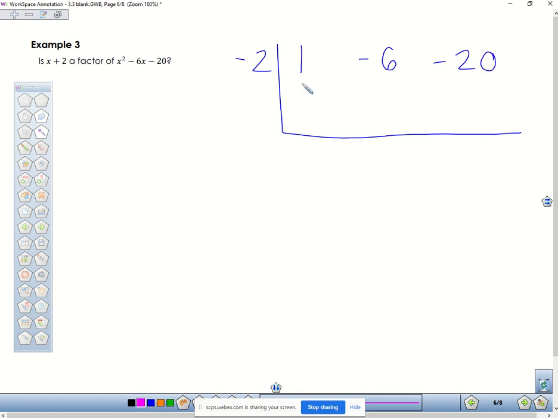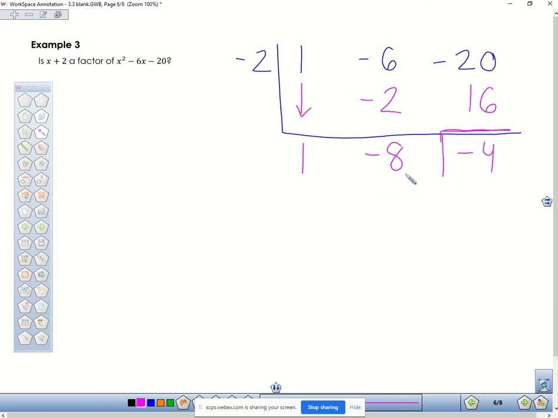We're going to bring down the 1. We're going to multiply. That gives me -2. I add -8. And I multiply 16. Add, and I get -4.